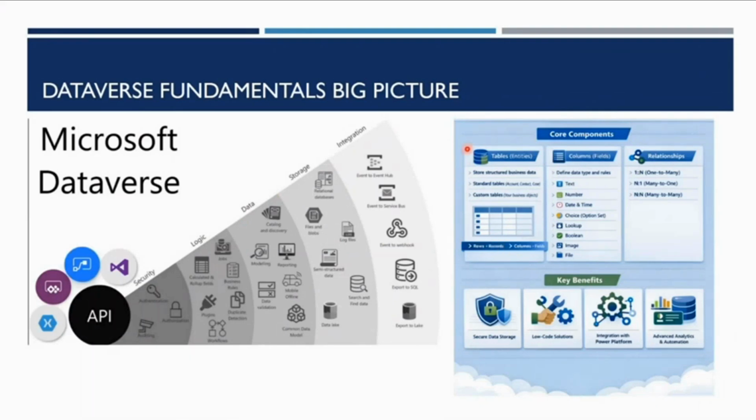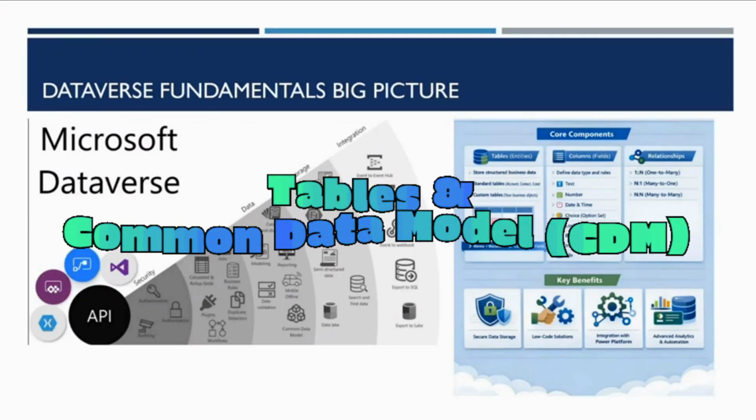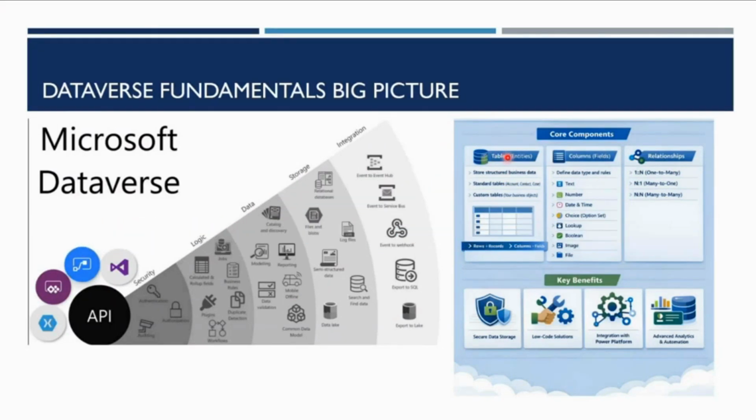Why are tables used? To store structured business data, not unstructured. There are many other databases available to store unstructured data, like Cosmos DB, but Microsoft Dataverse is structured, relational. One table can be related to another table. That's why it is called a relational database. So we can use tables in Dataverse to store structured business data.